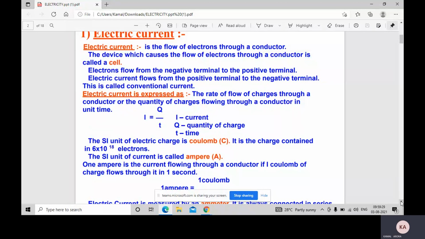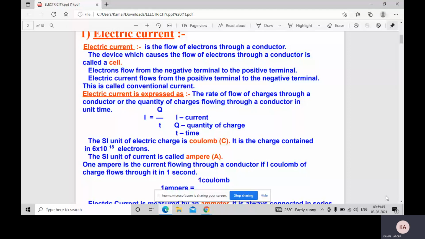The SI unit of electric charge is coulomb and time is second. So, therefore, the SI unit of current is coulomb per second, or even we can say ampere. Ampere and coulomb per second both are the SI unit of electric current.